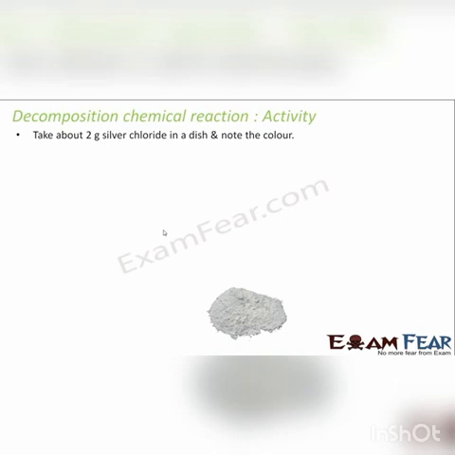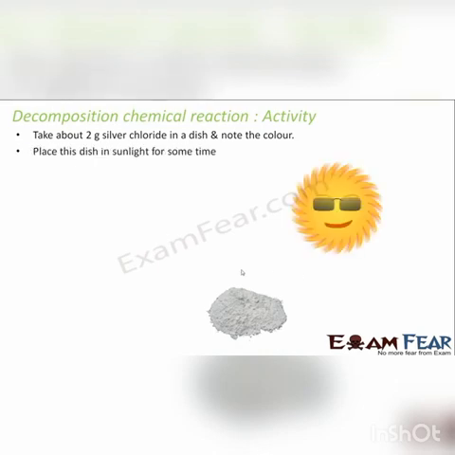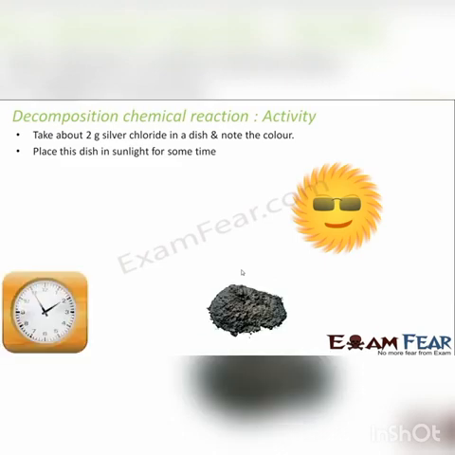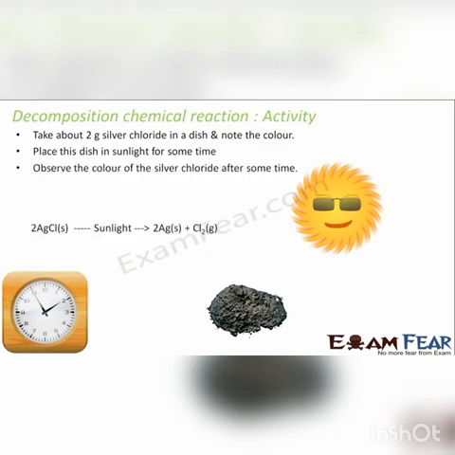We'll take one more activity. We take 2 grams of silver chloride, and we'll note the color. We'll put this in the sun for some time, and keep a stopwatch. Maybe after 1 hour we see that the color changes. It was white, and it became gray.